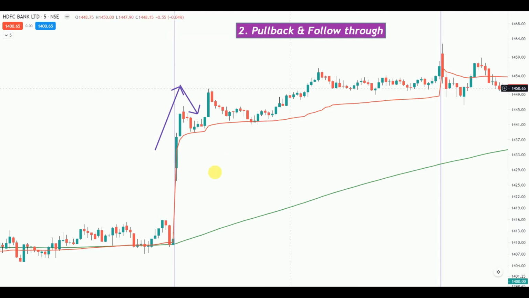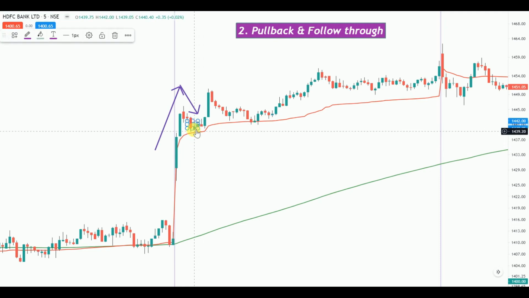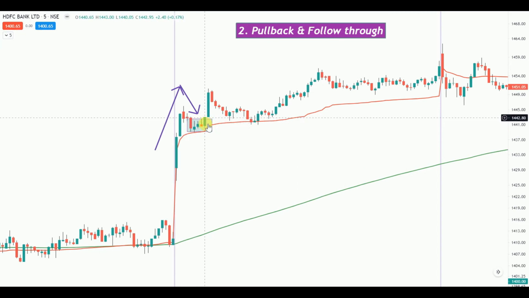Our second entry method is pullback and follow through. That means you will observe the stock which is trading far beyond the 200 EMA, and then you will see the first pullback towards the VWAP. Like in this case, when price goes and makes the high and then pulls back to the VWAP, then it gets a rejection at the VWAP, and after getting a rejection it successfully closes above that range, as in this case.